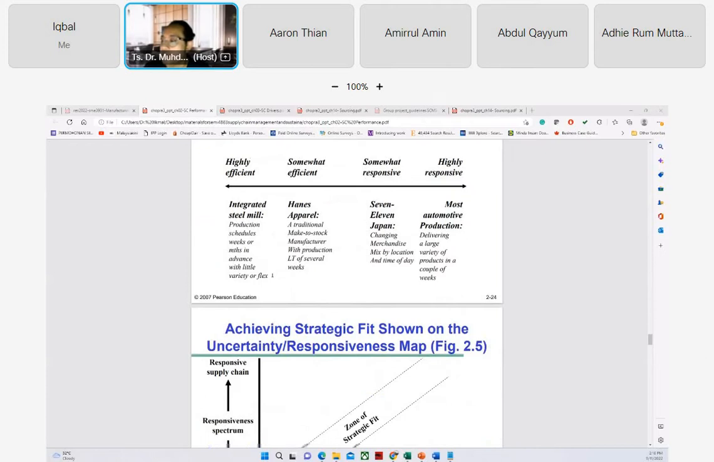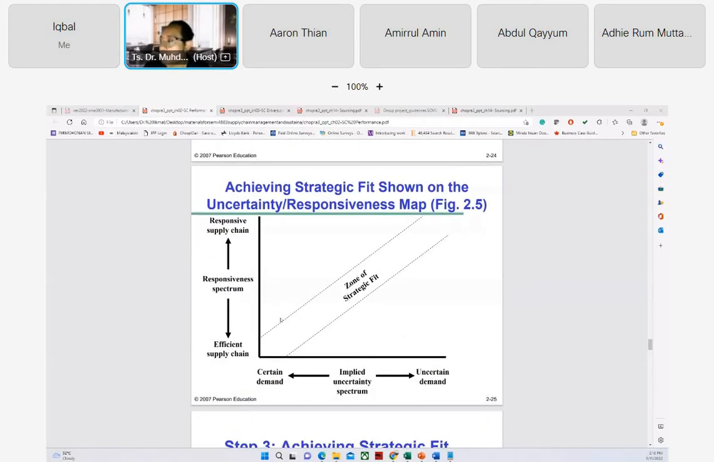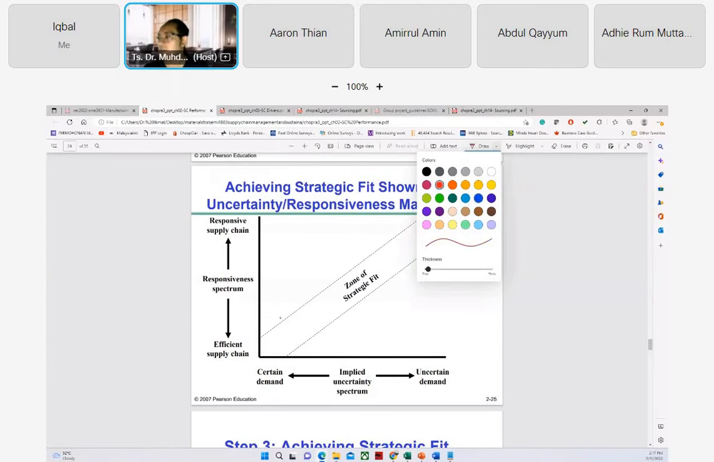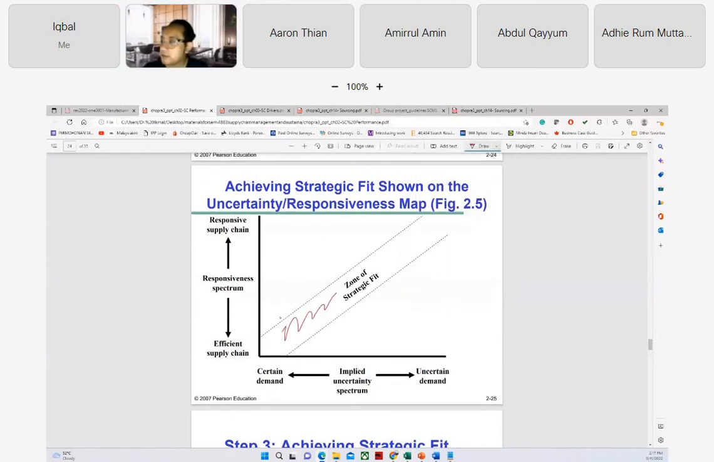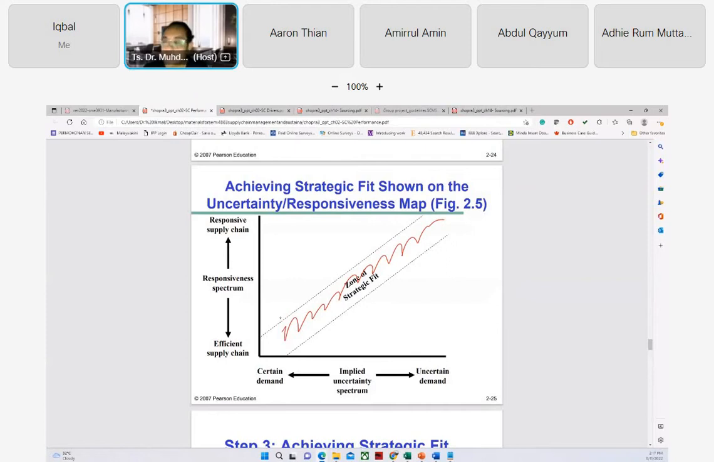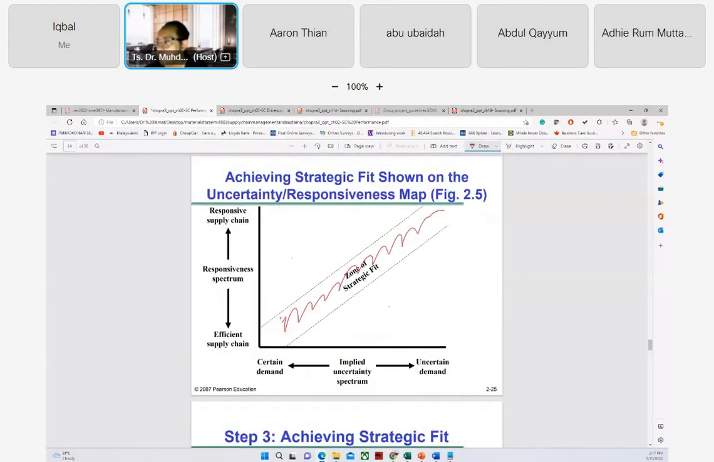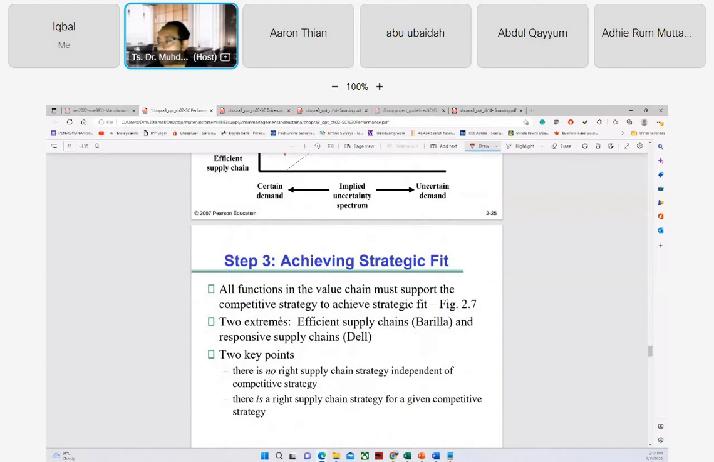So we want to make sure that our strategy sits in between on this graph, in the zone of strategic fit. You are not going to go extra to here and here. That's not the comfort zone; the zone of strategic fit is. This is also in your textbook, so you can have a read.